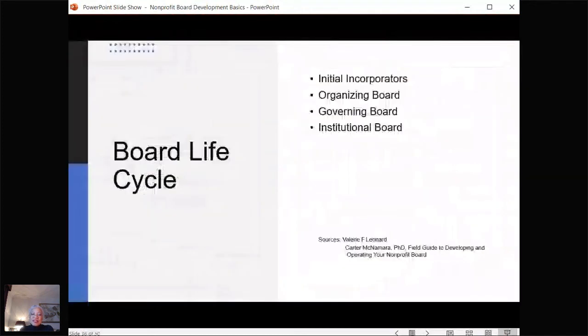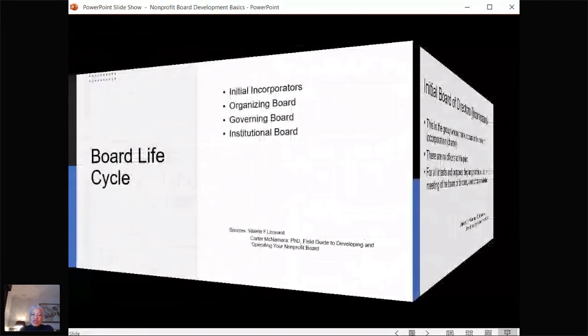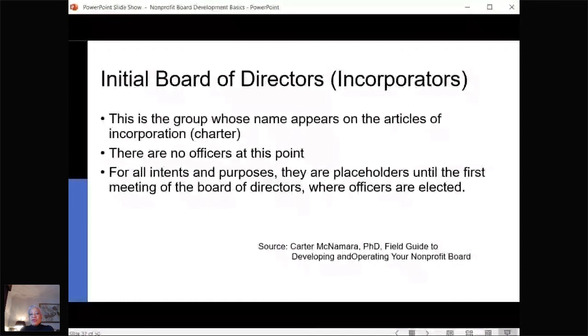Our board life cycles tend to have 4 parts. First of all, you have the initial incorporators, you've got the organizing board, you've got the governing board, and you've got the institutional board. The initial board of directors, or your incorporators, is a group of people whose names appear on the articles of incorporation and in your filing papers. And at this point, there are no officers, and for all intents and purposes, they're placeholders until your first meeting of the board of directors where you have an election.